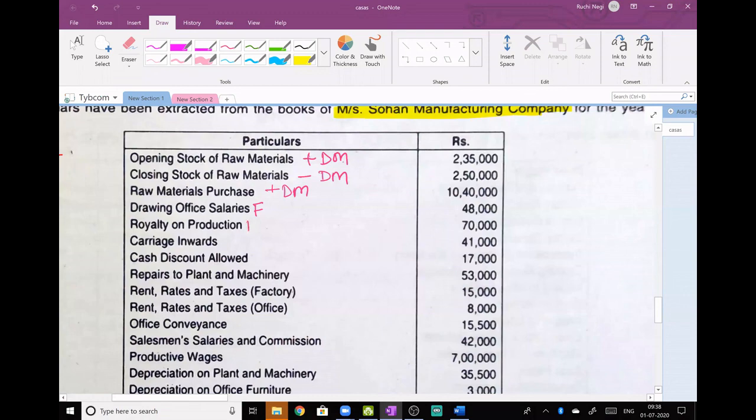Direct expense. Okay, next. Yeah, Shreya. Good. Very good, students. Then carriage inward. What about carriage inward? Add to raw material, Aditi. Very good. Or direct material. If you write RM or you write DM, it's one and the same.